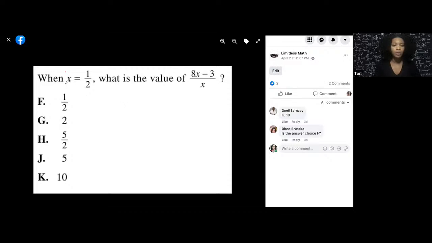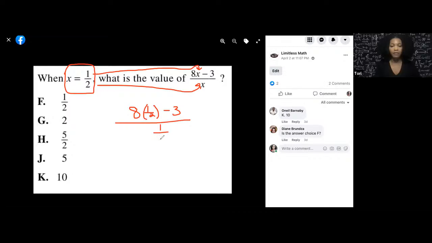Okay, so they told us exactly what x is. That means we just need to take that information and substitute it in for x in both spots. And you can work this out by hand if you wanted to. You put the 1/2 right here, minus 3, and then all of that is over another 1/2. You can certainly work that out, but what I'm going to do is take this entire expression and plug it into my calculator.